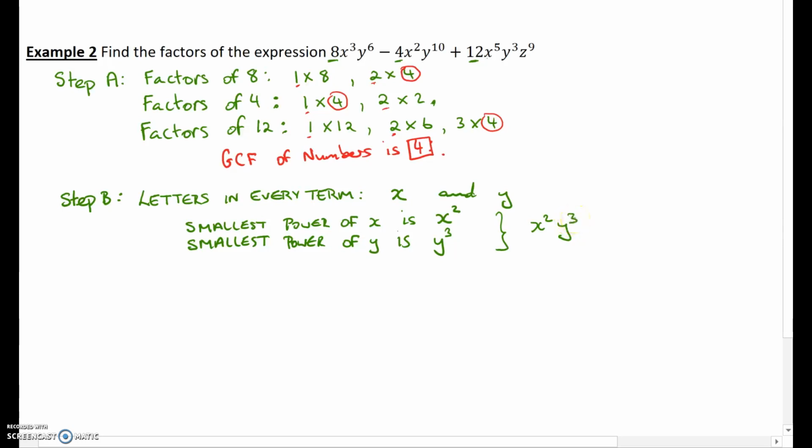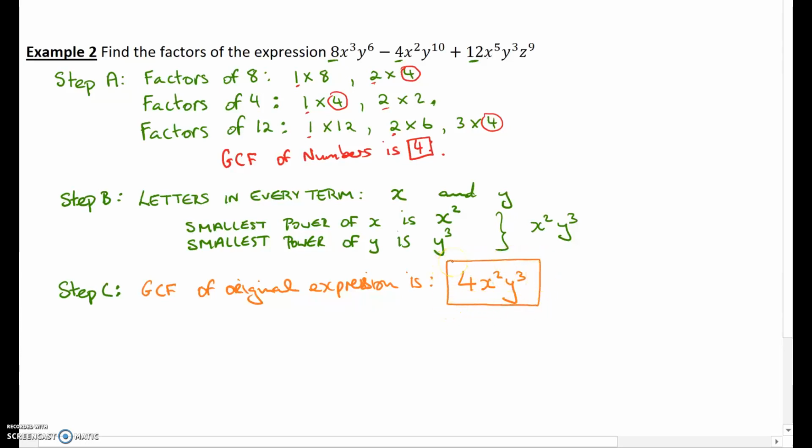Okay. Now, step C. Step C says put your answers from step A and step B together, and that is going to give you the GCF of the entire expression. So the GCF of the original expression, greatest common factor of the original expression, is, okay, put your answers from A and B together. So 4x squared y cubed. Okay, 4x squared y cubed.